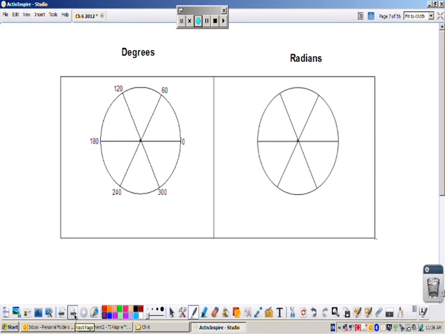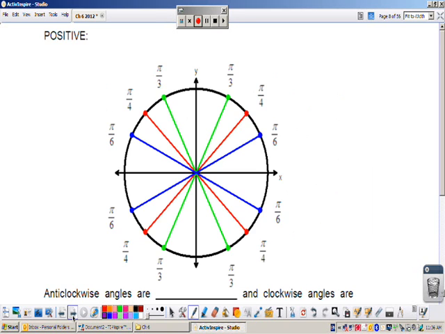Finally, if we look at the pi on 3s, well, we've already accounted for these in the previous one. 1 pi on 3, 2 pi on 3, 4 pi on 3, and 5 pi on 3. So the coefficients of the pi on 3s are 1, 2, 4, and 5. So now we should be able to complete that diagram that we had earlier, where we started off at 0, pi on 2, pi, and 3 pi on 2.